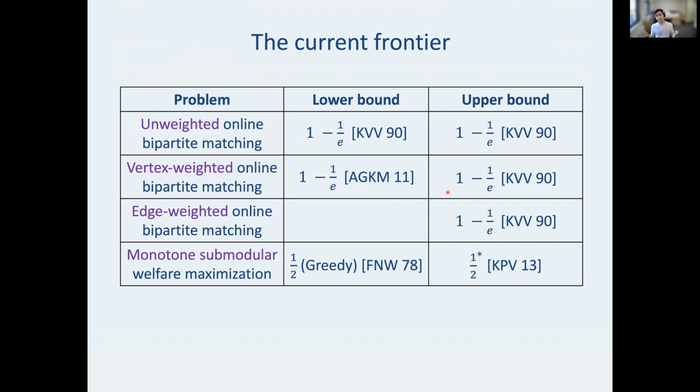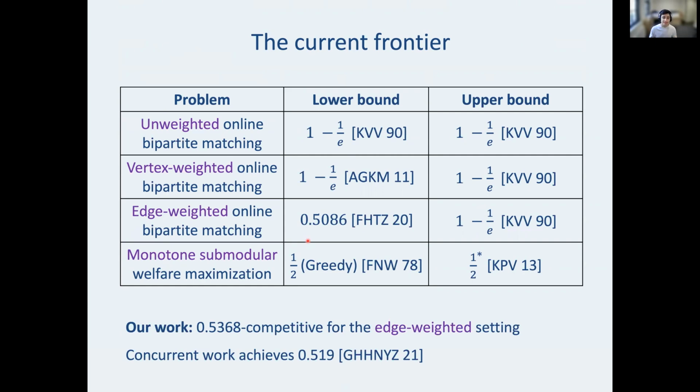But until 1.5 years ago, the edge weighted version remained nebulous. We didn't know whether it was as hard as monotone submodular welfare maximization, and maybe 1/2 was the best we could do, or maybe it's as easy as the vertex weighted version of the problem, until a best paper at last year's FOCS by Fahrbach et al. gave a 0.5086 competitive algorithm, thereby showing that this problem is easier than monotone submodular welfare maximization. In this work, we're going to give a 0.5368 competitive algorithm for the edge-weighted setting. And actually, concurrent work at the same FOCS gives a 0.519 competitive algorithm.